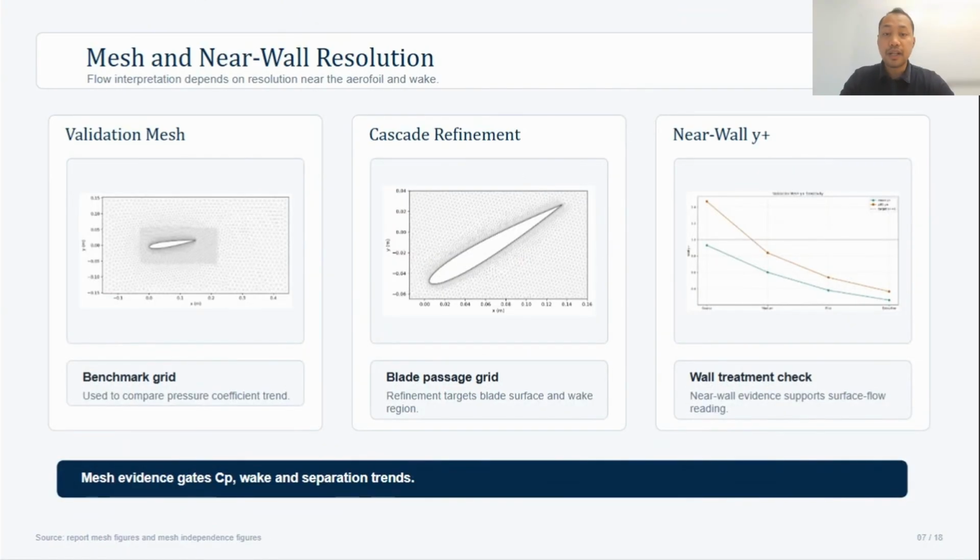The trailing edge region is also refined, since the wake profile is one of the main sources of aerodynamic losses in the blade passage. We check the wall Y plus value to make sure that the near-wall treatment was suitable for the model. This slide shows representative validation and cascade mesh figures, together with the Y plus evidence. The purpose of this mesh design was not only to obtain a converged solution, but to ensure that the pressure and wake profile and surface interpretation have enough resolution to capture the data.